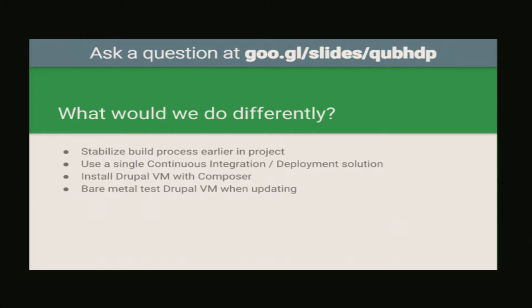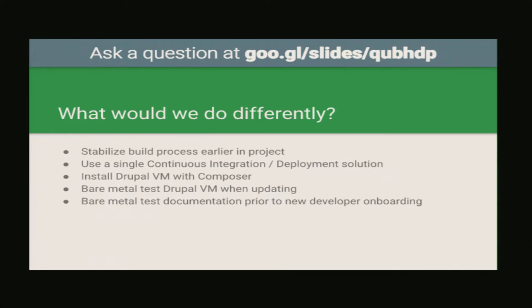Bare metal test Drupal VM when updating. Drupal VM is fantastic, but every once in a while they're just going to make a change. It'll be buried in a README somewhere, and you're like, oh, that sounds great, I'll just pull that in. Oh, shoot. Everything just broke terribly. And it'll be documented somewhere, full credit to them. But actually go through the entire setup process and make sure that everything works before adding a new version to your repository and having the developers use it.